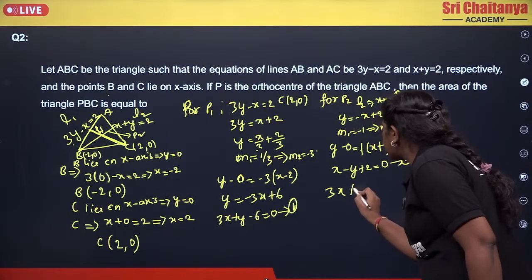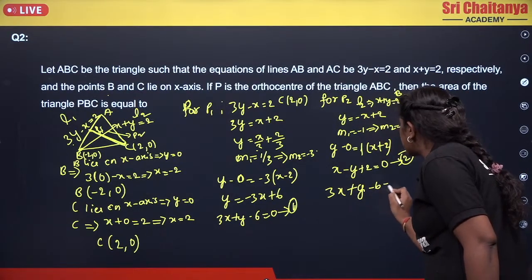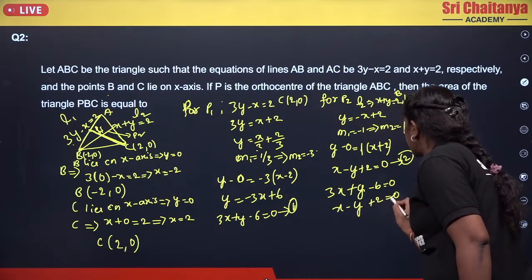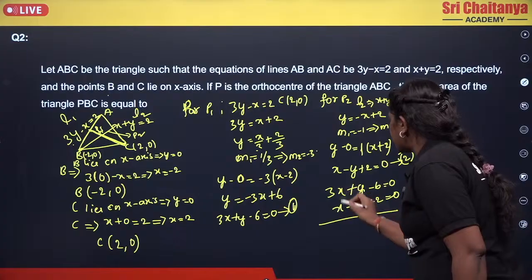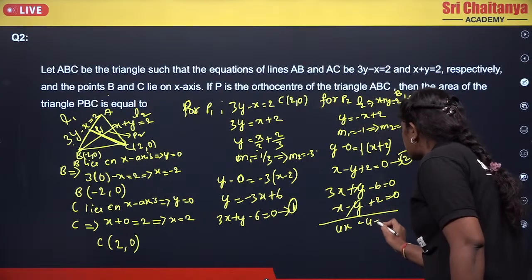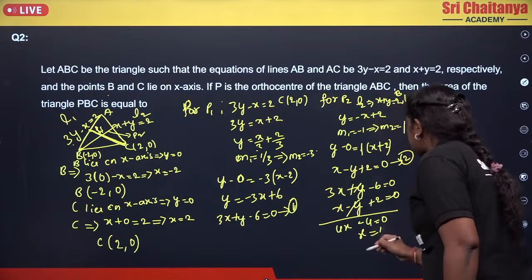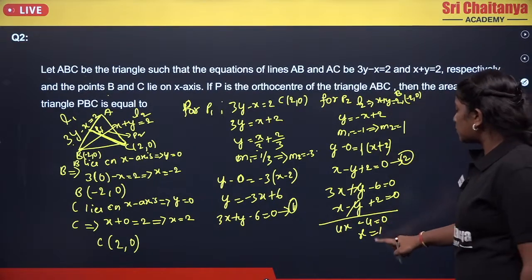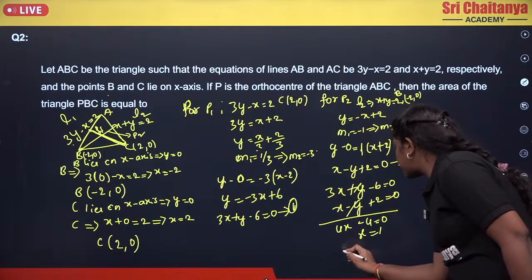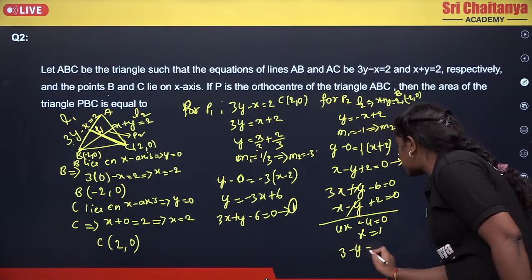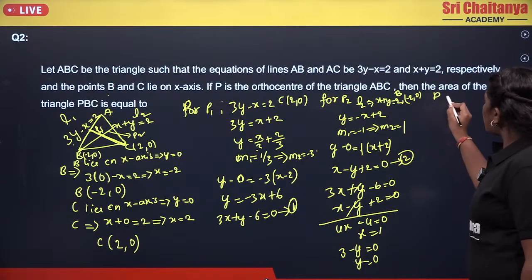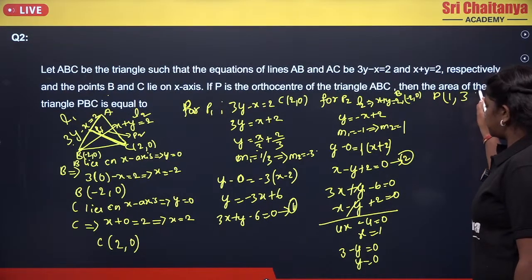If you simplify it, 3x plus y minus 6 equals 0 and x minus y plus 2 equals 0. Now if you add them, 4x, the y's cancel, minus 4 equals 0, and from there you will get x equals 1. So now place x equals 1 in any of the equations. So 1 plus 2, 3. So 3 minus y equals 0. So y equals 3. Okay. Now the coordinates of point P will become 1 comma 3.